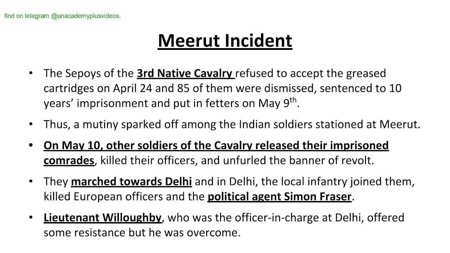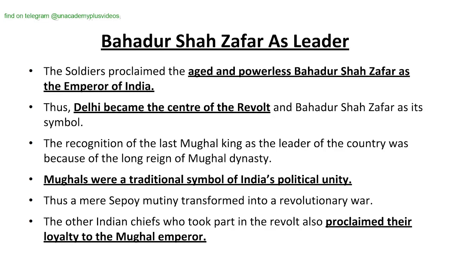They marched towards Delhi, and in Delhi the local infantry joined them, killed European officers and the political agent Simon Fraser. Lieutenant Willoughby, who was the officer in charge at Delhi, offered some resistance but he was overcome. The soldiers proclaimed the aged and powerless Bahadur Shah Zafar as the Emperor of India. Thus Delhi became the center of the revolt and Bahadur Shah Zafar its symbol.